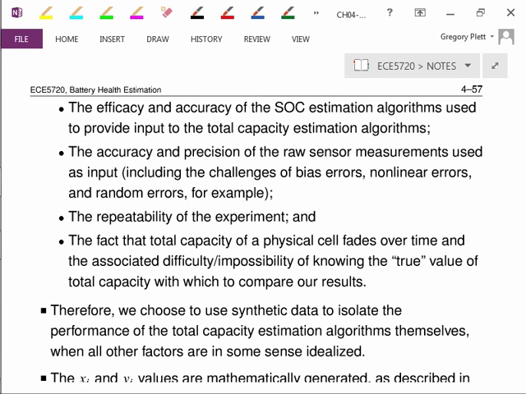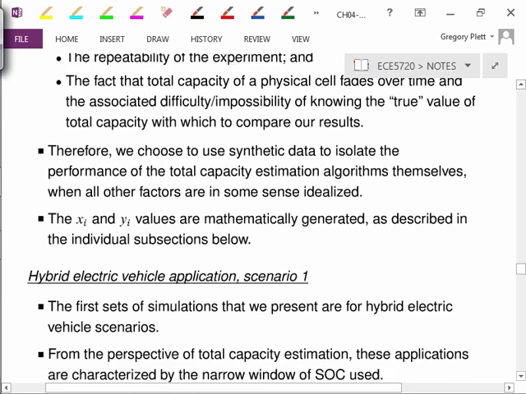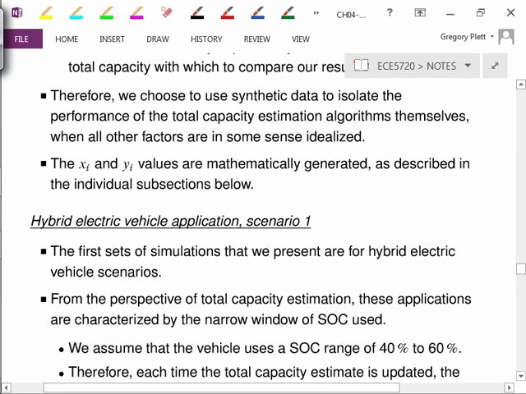And also, real cells have capacity that does fade over time, and it's difficult or impossible to know the true value of total capacity with which to compare our result. But in simulation, I can know the truth because I'm simulating the data, and so I can compare with confidence to get a baseline. Anyway, those are some reasons that may make sense to you.